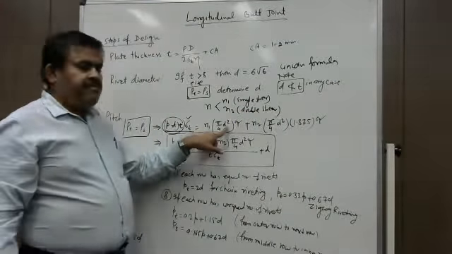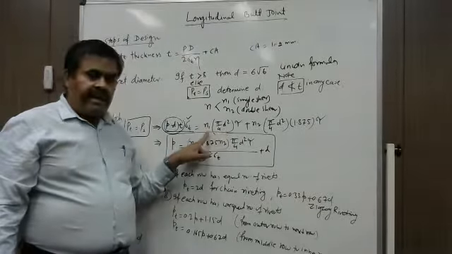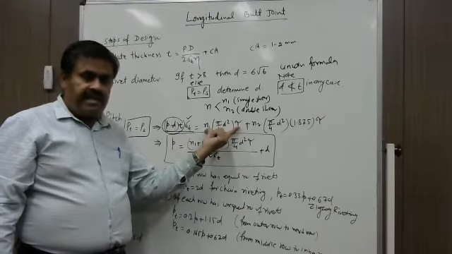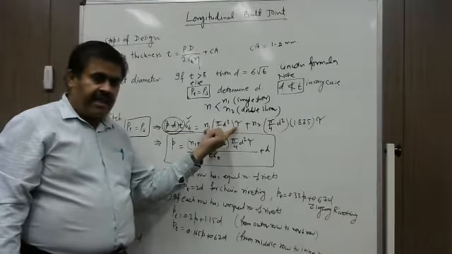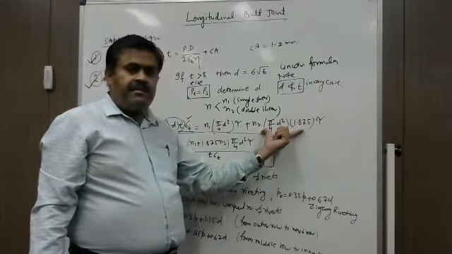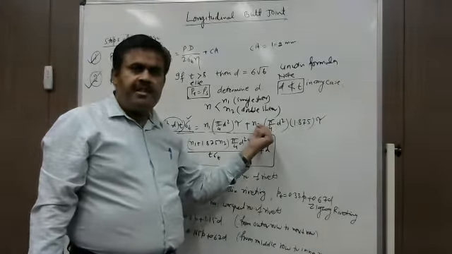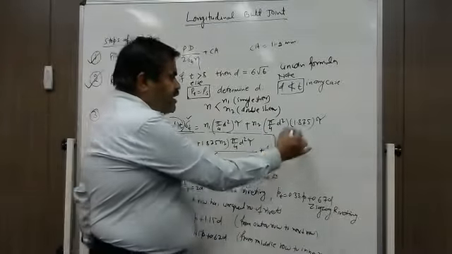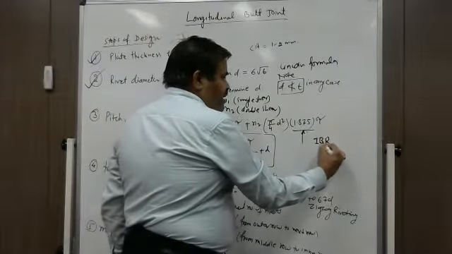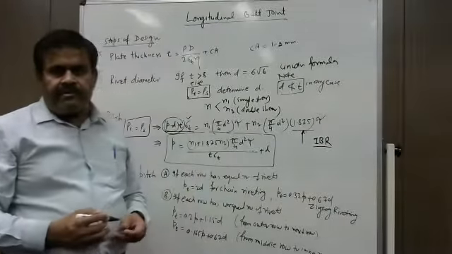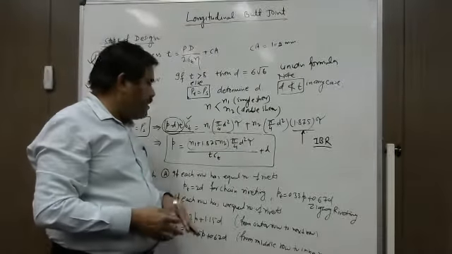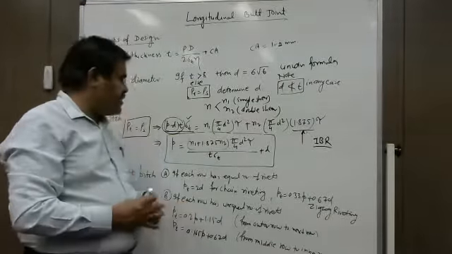So pi by 4 d square is the area of one rivet multiplied by N1. It is the total area multiplied by shear stress, so it is the shear resistance for the N1 number of rivets which are in single shear. Again, this is the shearing resistance for the N2 number of rivets which are in double shear. For double shear, there is a factor used, 1.875. As per the IBR regulation, the factor for the double shear is 1.875 in place of 2. So we have to follow IBR when we are designing boilers or pressure vessels.